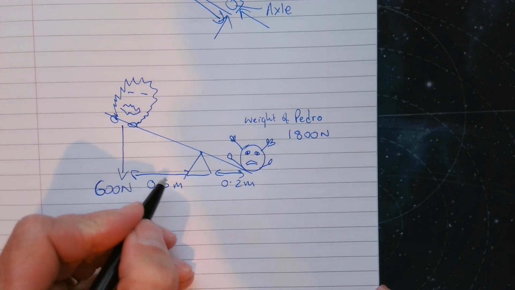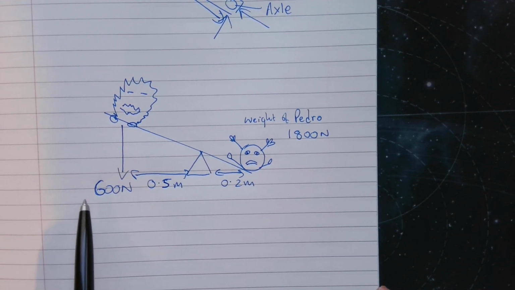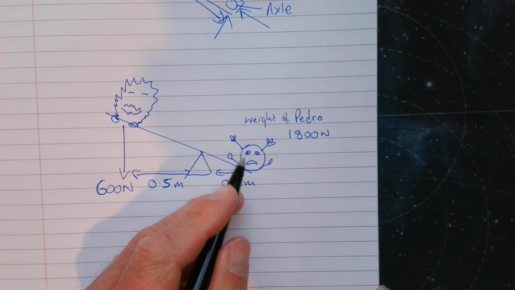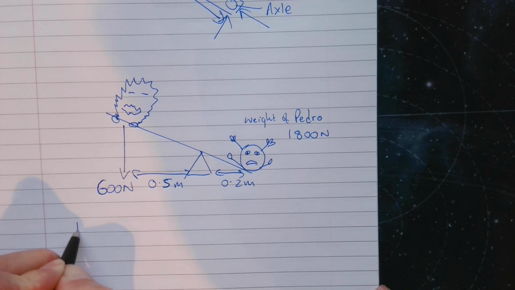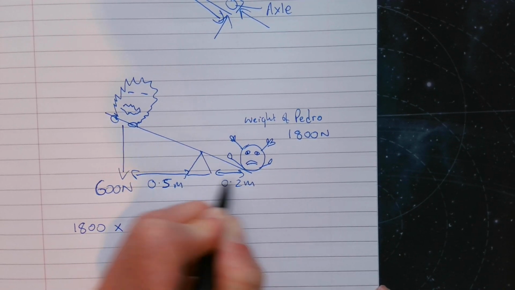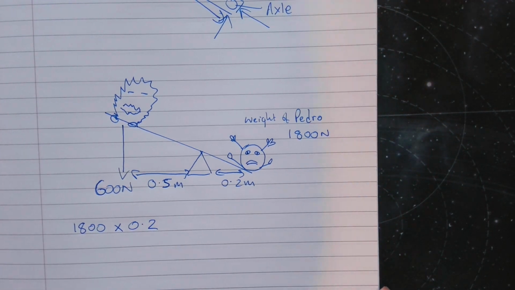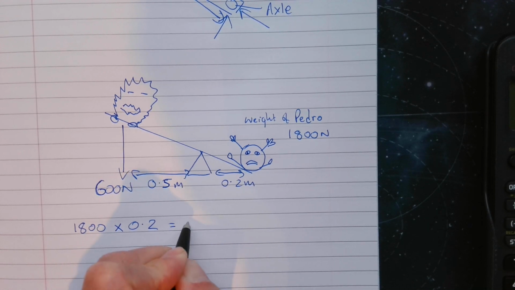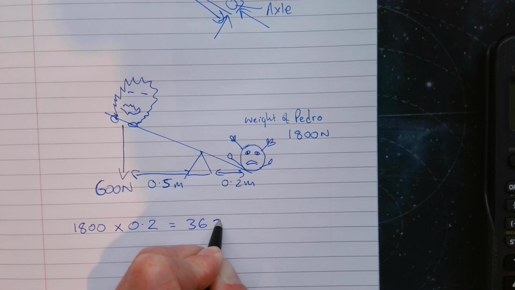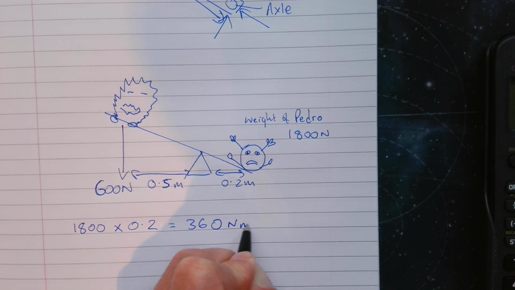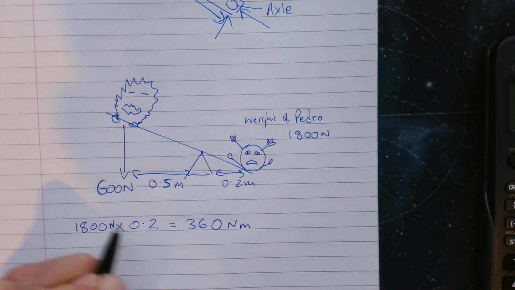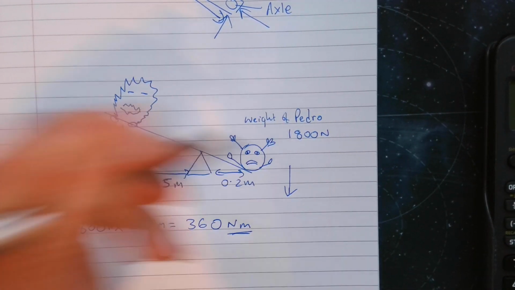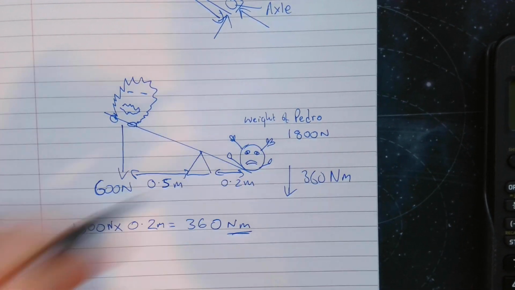What we need to do is some calculations around moments. We need to work out the clockwise and the anti-clockwise moments here. So the turning force from Pedro is going to be 1,800 multiplied by this distance here, 0.2. Let's just do that in our heads. 360, and the unit is newton meters, because this is newtons and this is meters, so the unit for turning force or moment is newton meters. So in this direction there is a turning force of 360 newton meters.